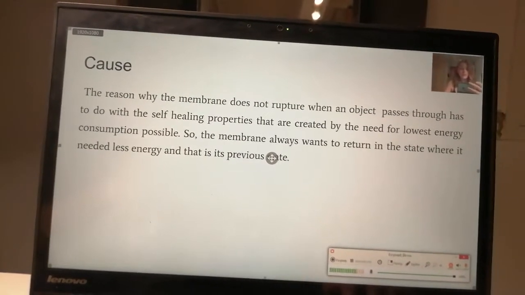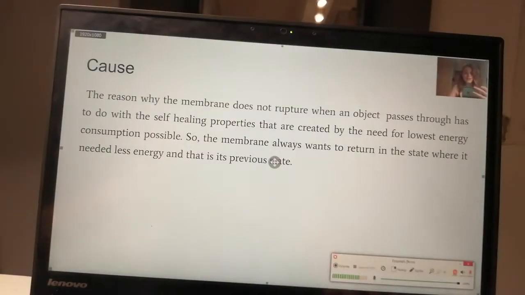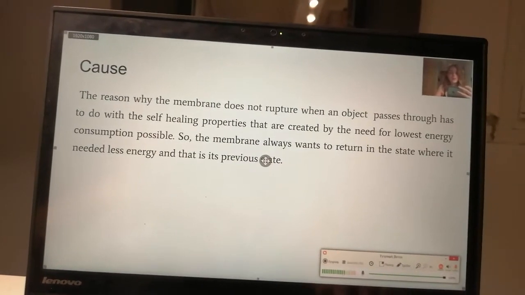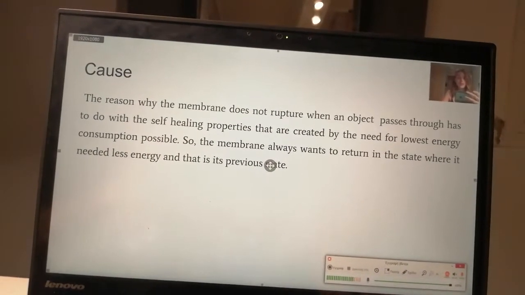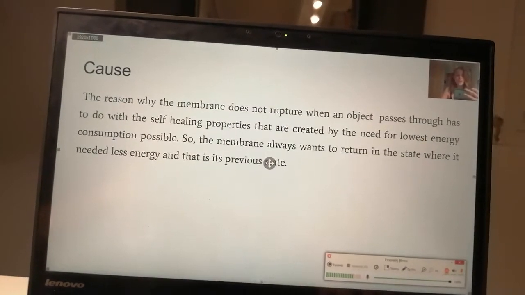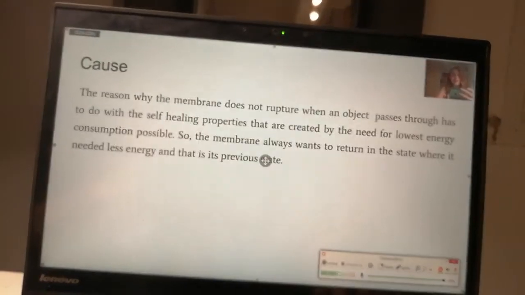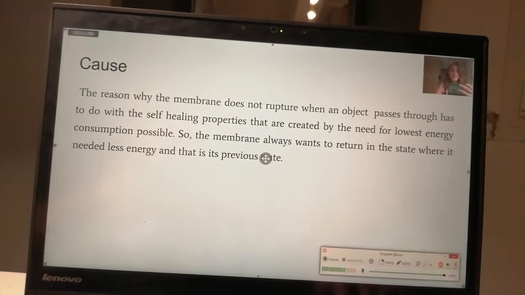The reason why the membrane does not rupture when an object passes through has to do with the self-healing properties that are created by the need for lowest energy consumption possible. So the membrane always wants to return to the state where it needed less energy, and that is its previous state.